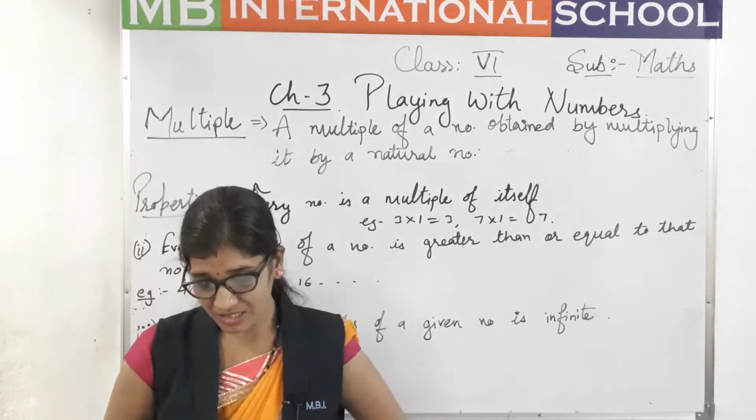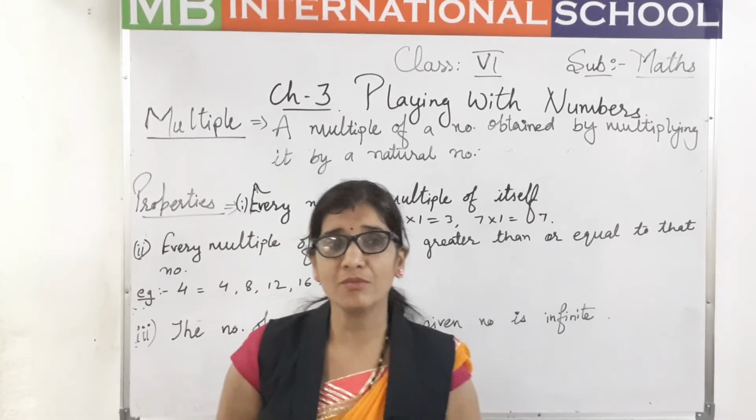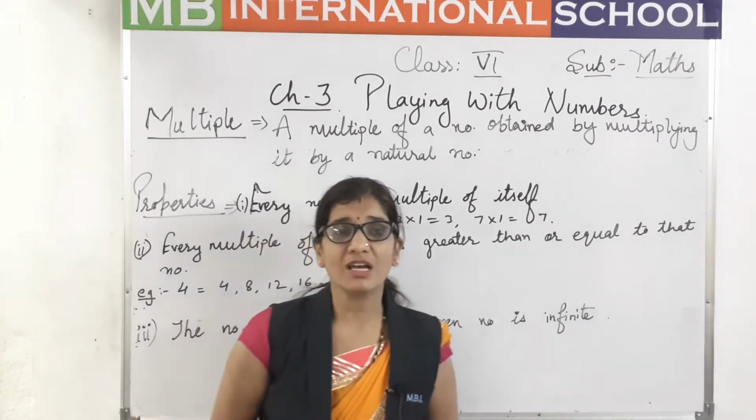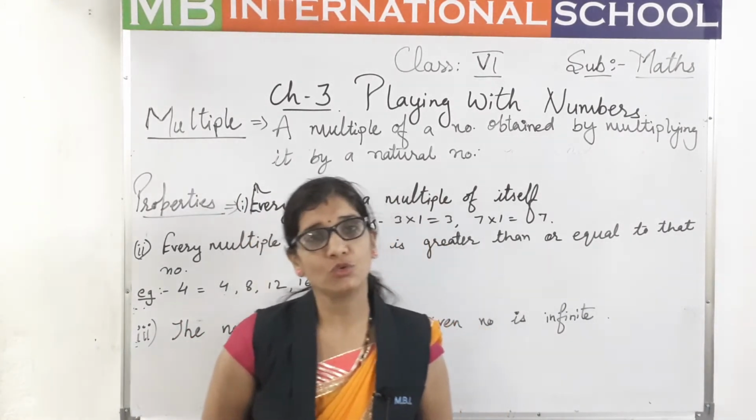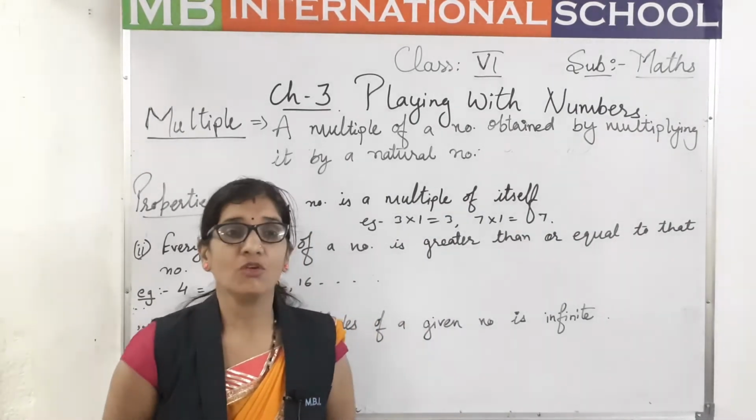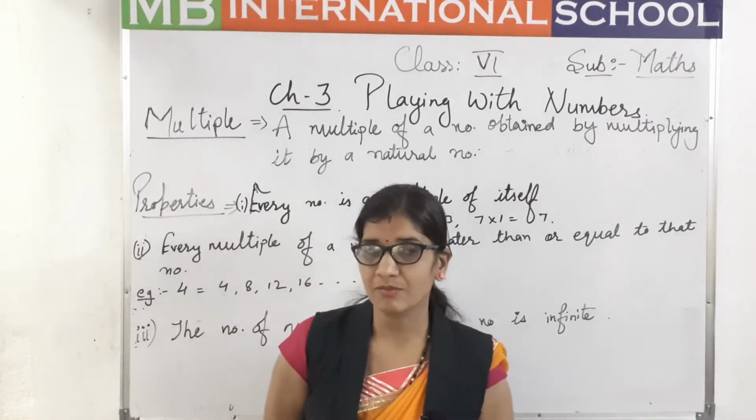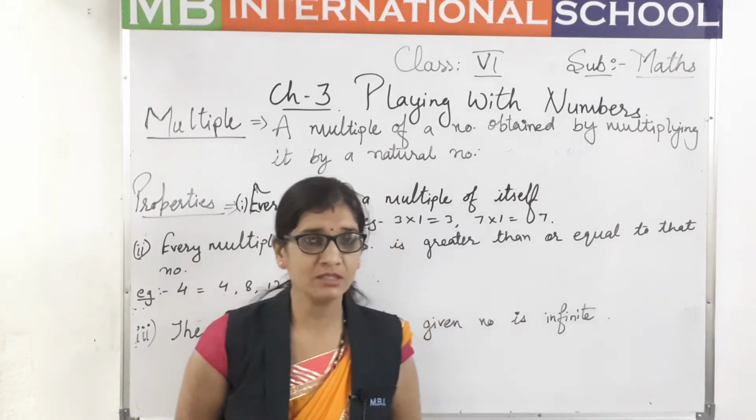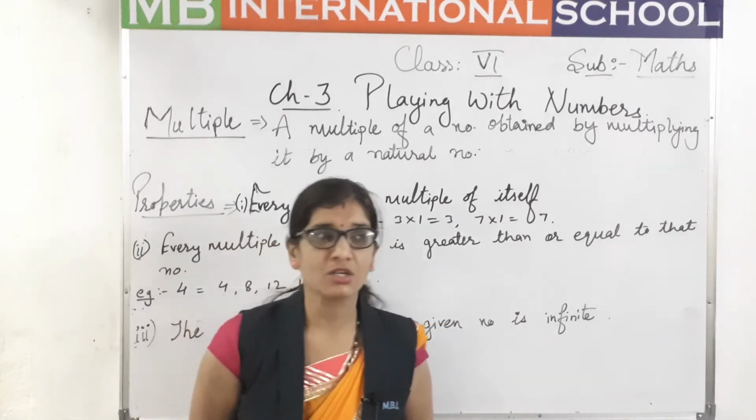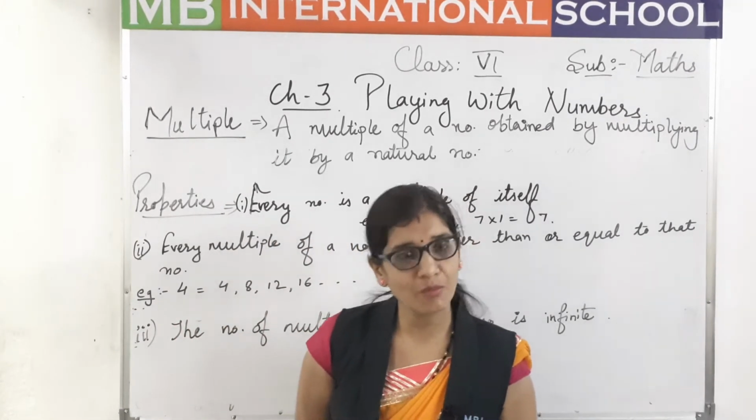Now the next is composite numbers. Composite numbers are those numbers which have more than 2 factors. For example, take the number 6. 6 has the factors 1, 2, 3 and 6. So it is considered a composite number.